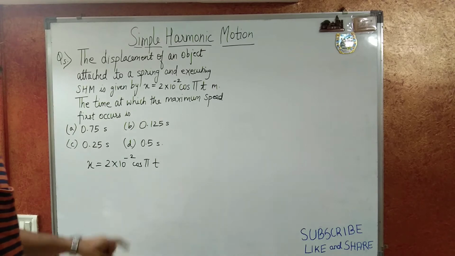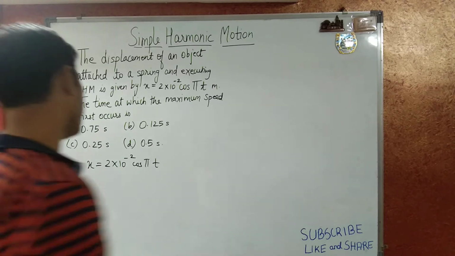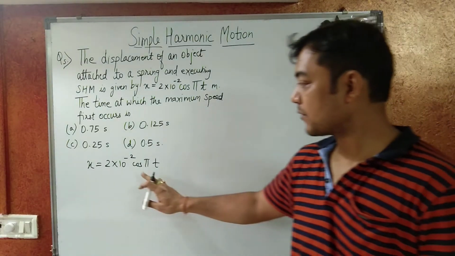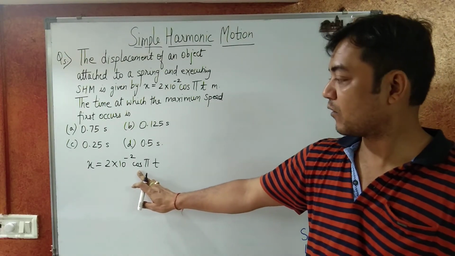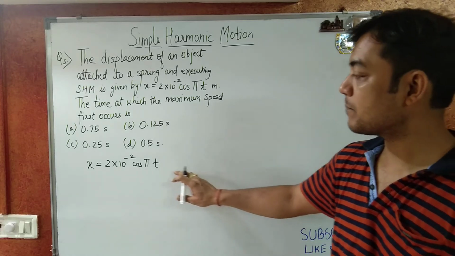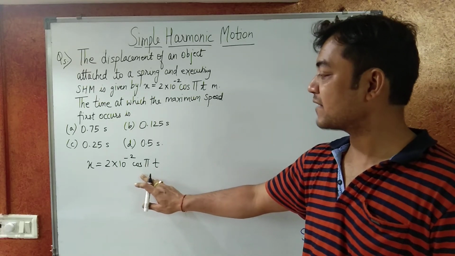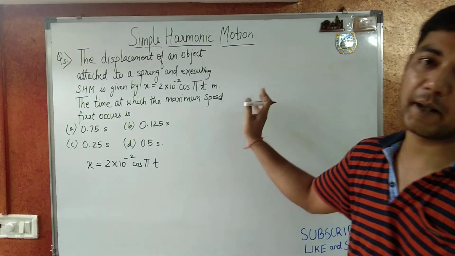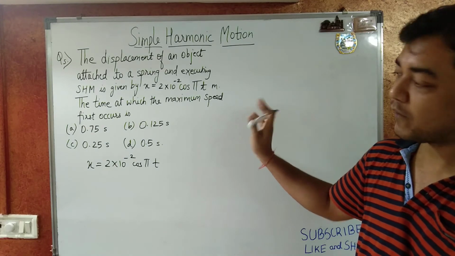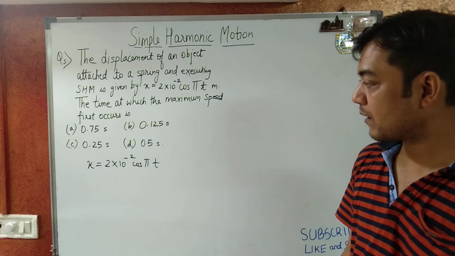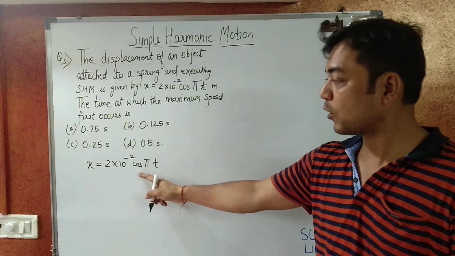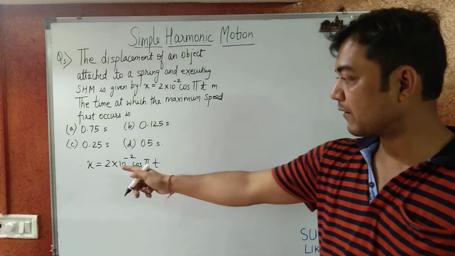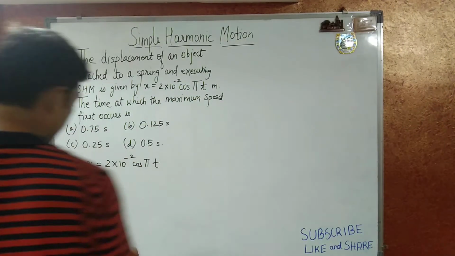One thing you should know: if the equation which is connecting displacement and time has cos in it, then that means that the object has started its motion from the extreme position, from one of the extreme positions. That is what this equation tells you. Now I will compare this with a standard equation.